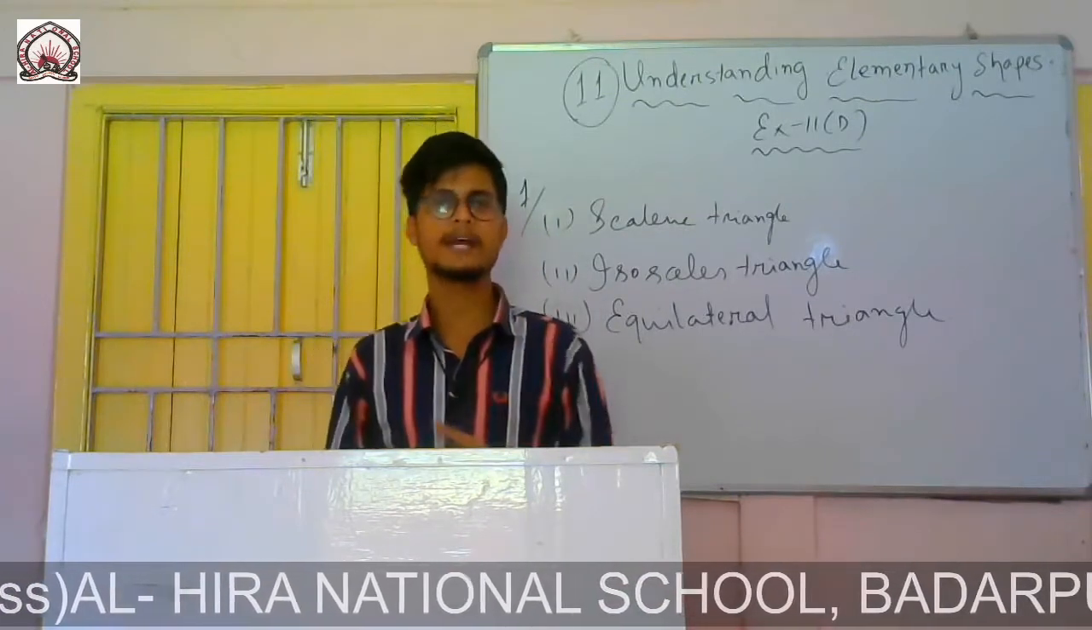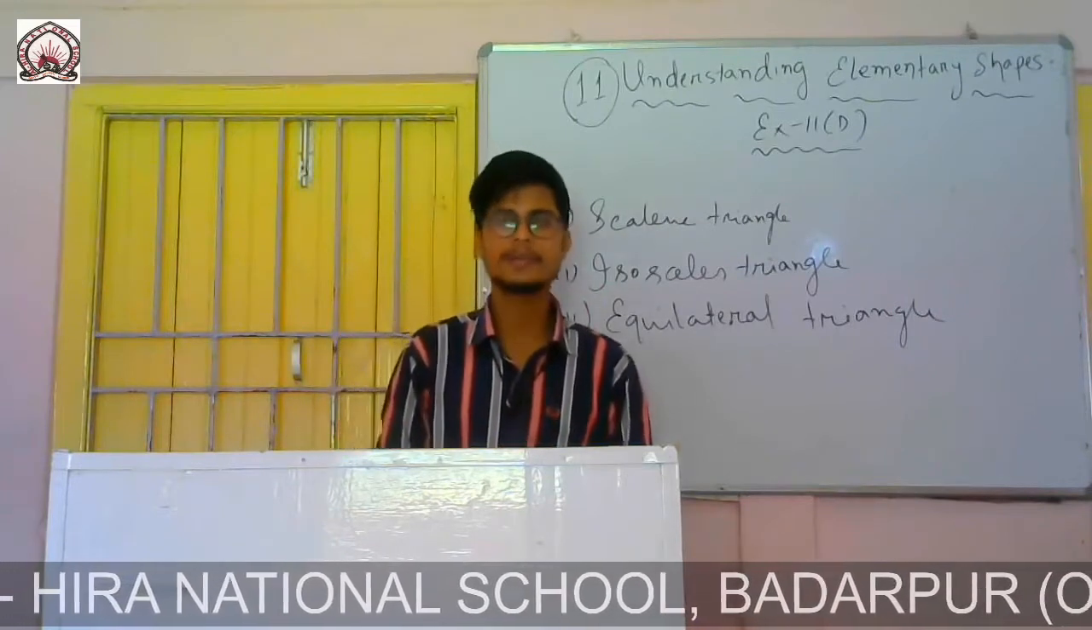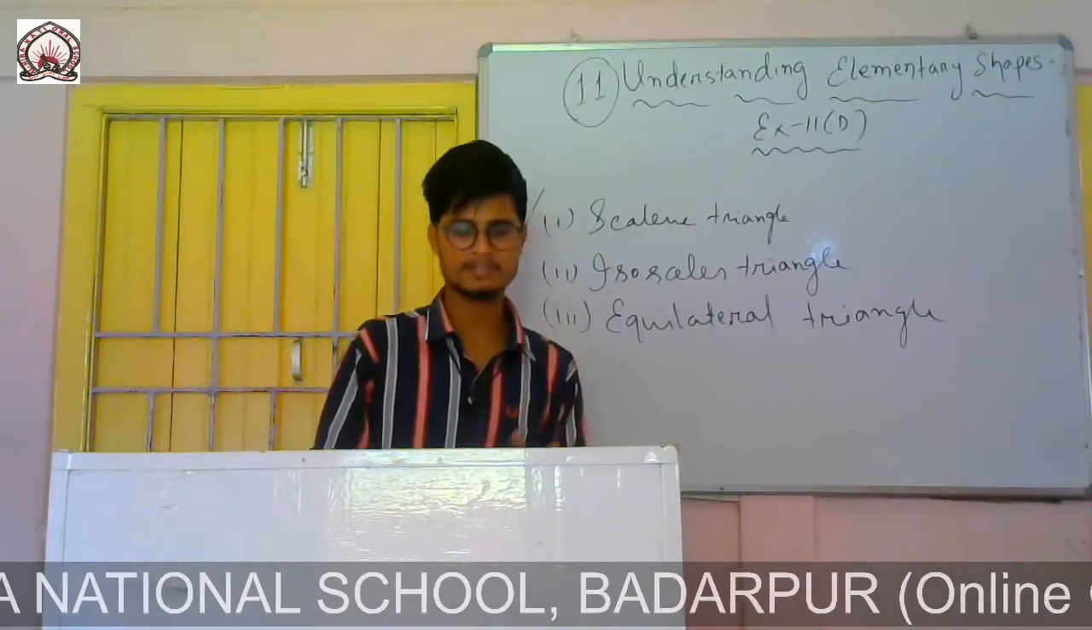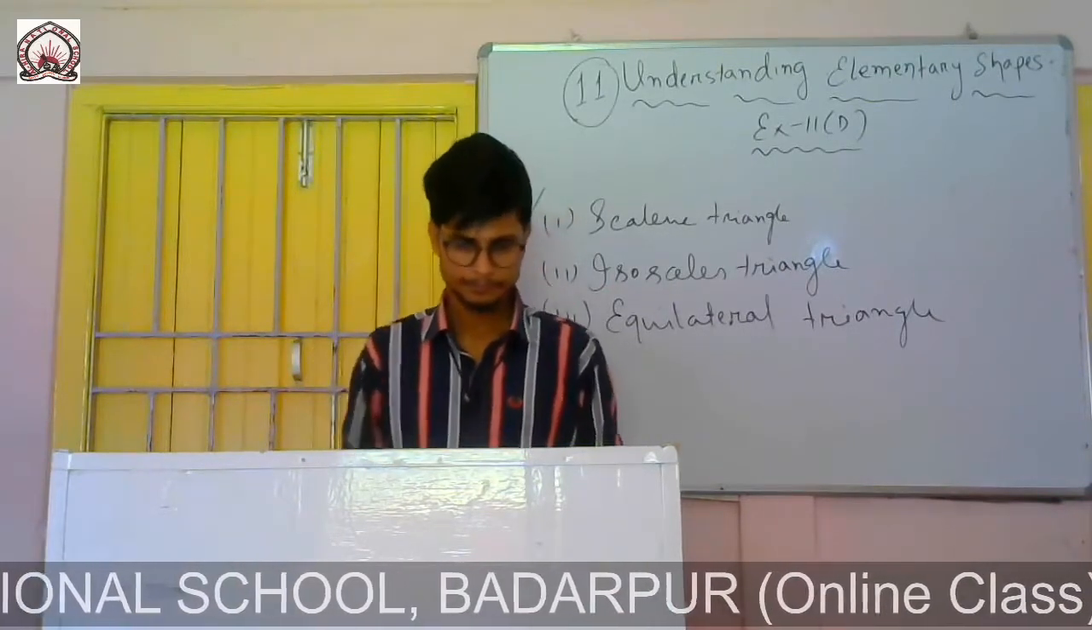Roman number 5, one side is 3.2 centimeter, another side is 5 centimeter, and the third side is 2 centimeter. That means all the three sides are different, so we can say this triangle is scalene. So Roman number 5 answer is scalene triangle. Now question number 2.